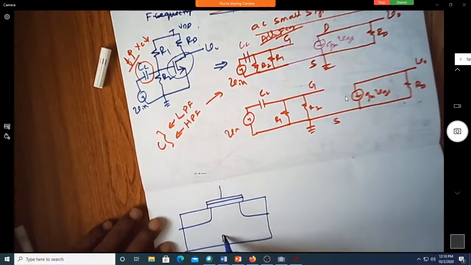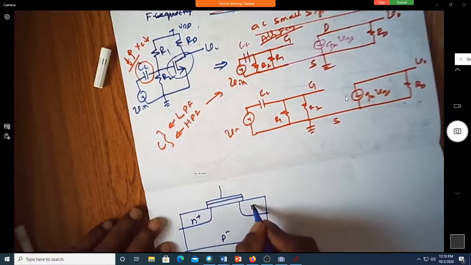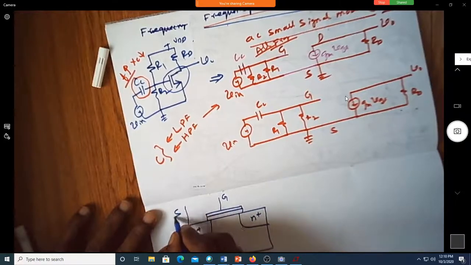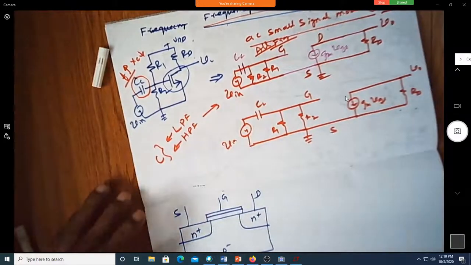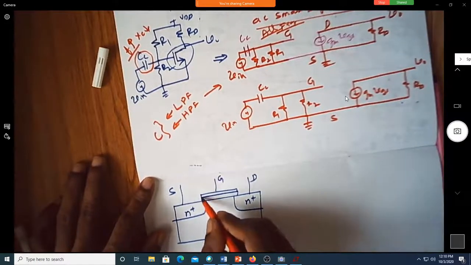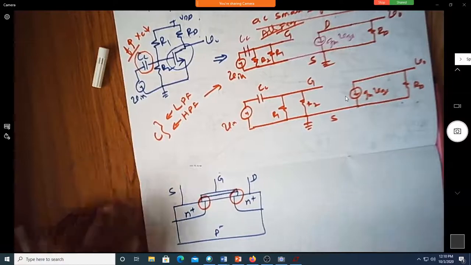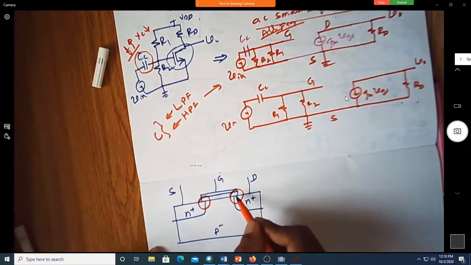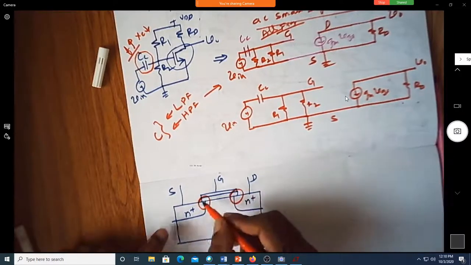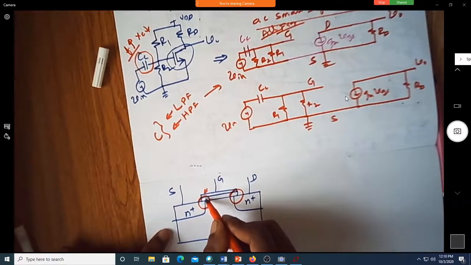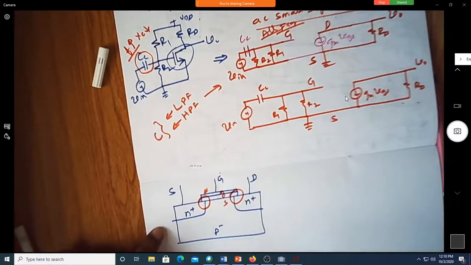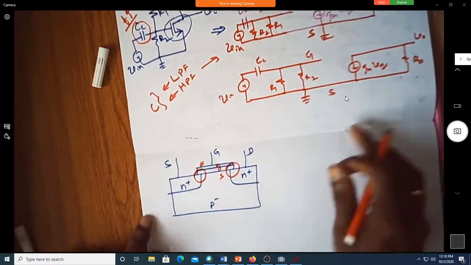This is what? P minus, N plus, N plus. This is what? Gate, source, drain. Correct? Yes, sir. Can you exclusively see this portion? The gate is slightly extended. This gate is also slightly extended. Now you can see this is the gate structure. In between that there is an oxide. So this is actually MOS now. Metal oxide semiconductor.